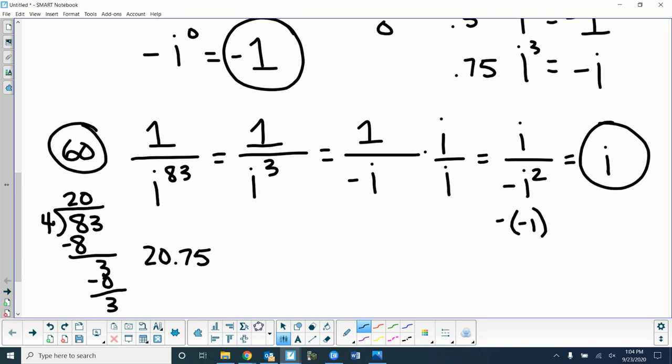Okay, so we did Monday, we added and subtracted and multiplied these complex numbers. And yesterday we divided them. And then we had these i's with high exponents. Okay?